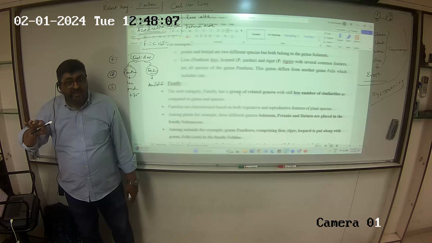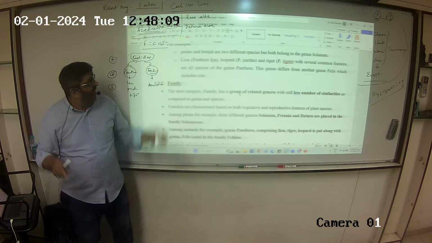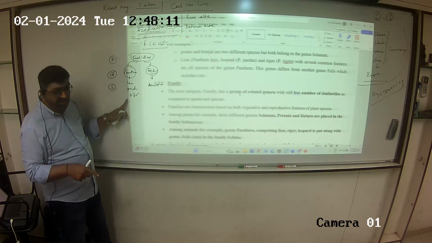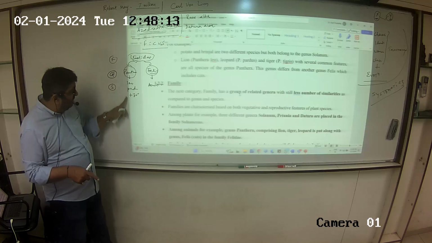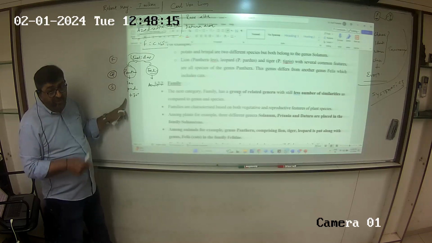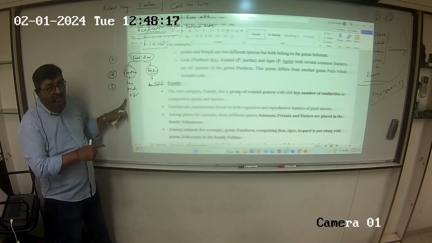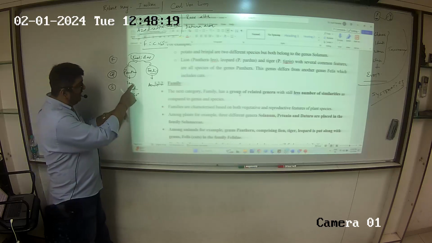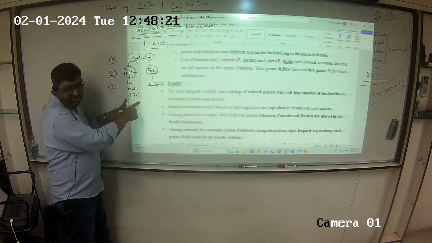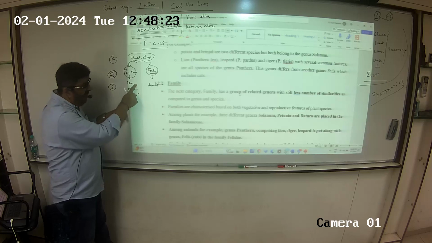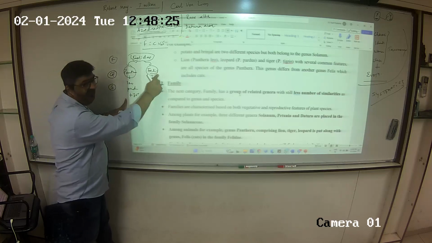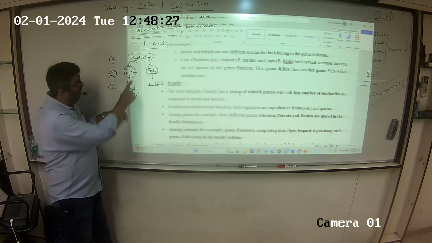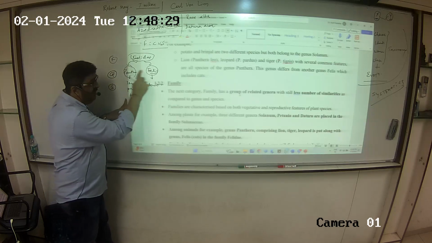Please, one more time, can you repeat? We have Leo, Pardus, Tigris. The similarity among these is very close similarity, right? If I count the similarities among these, and now I count the similarities between Panthera and Felis, the number of characteristics between Panthera and Felis is going to be less.